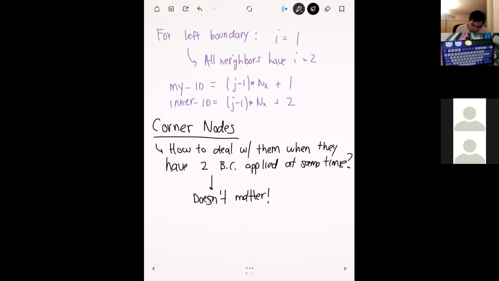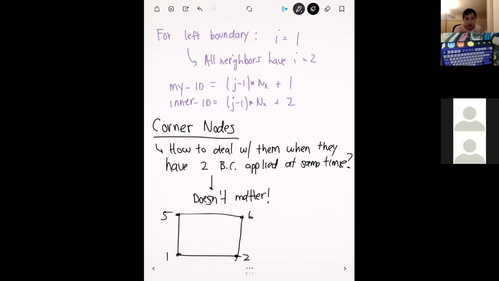Okay. And so just as an example, let me draw just a corner here. Let's say this is corner 1, and let's say this is node number 5 and this is node number 6. This is the bottom left of our domain, and there's more domain in this direction and more domain in that direction. All right. And so for nodes 2 and 5, we're going to apply boundary conditions here.